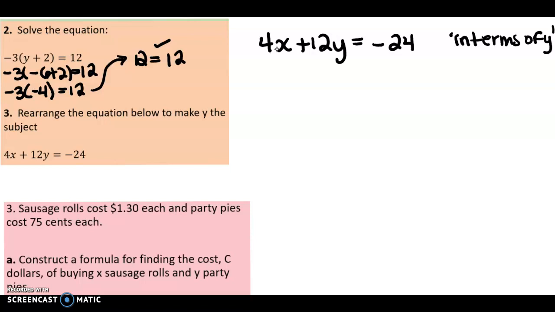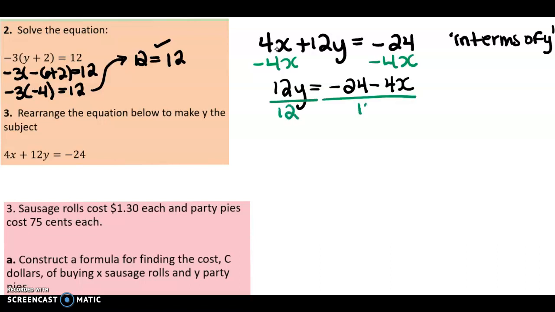So that means we want y by itself. So the first thing we're going to do is get rid of this 4x. It's a positive 4x, so I'm going to subtract it from both sides. So I will have 12y left over here equals negative 24, take 4x. Now I want y by itself, so I'm going to divide everything through by 12, which will cancel the 12s over here. So I'll be left with y equals. Now we can simplify this.